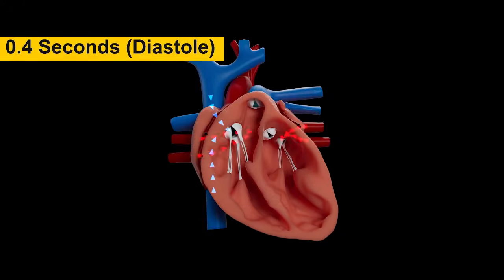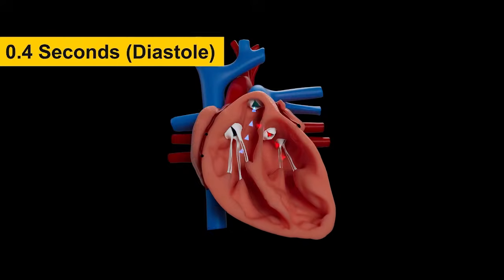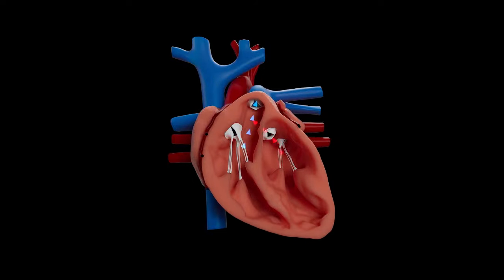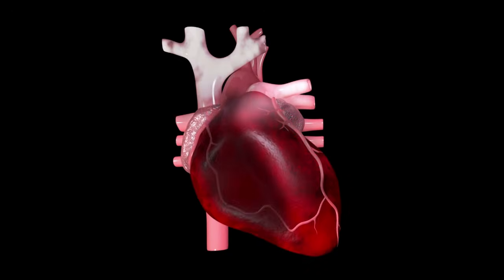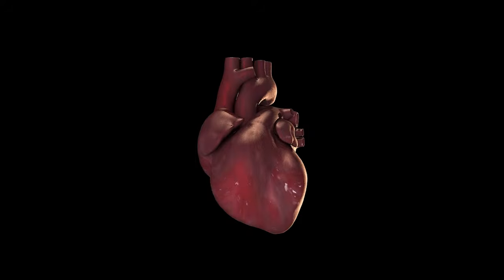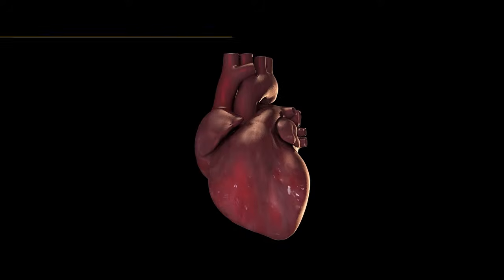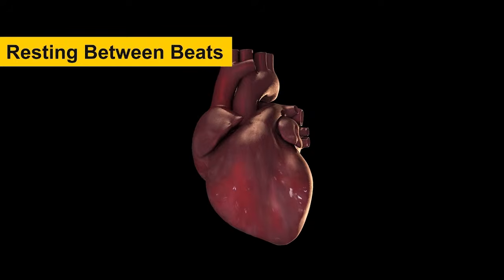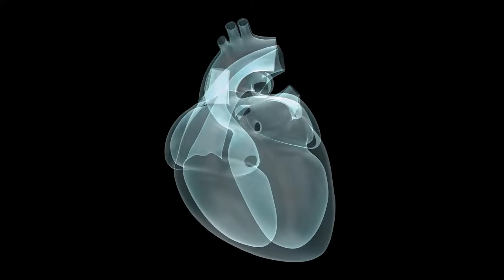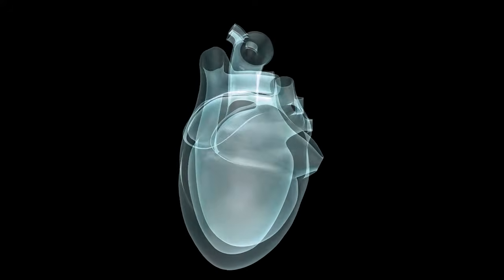Of that, about 0.4 seconds is diastole, when the heart muscles relax and the chambers refill with blood. This brief relaxation period allows cardiac muscle fibers to recover without stopping the overall function. So while it seems like the heart is always working, it is in fact resting between each beat, thousands of times per day. Despite its endurance, the heart is not invincible.